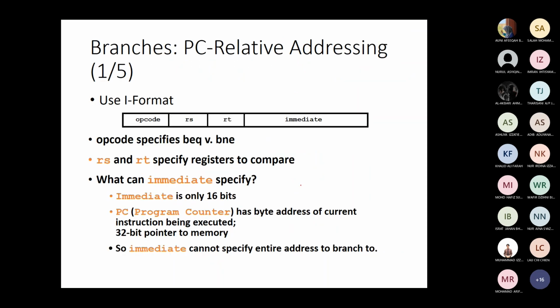Next is the branches. Branches is what we call PC-relative addressing. Why do we call it PC-relative? It depends on the number of instructions, so it is relative to the instruction that is stored by the PC. That's why we call it PC-relative addressing. Alright, so branches still use I format. So the opcode will specify BEQ or BNE as I format.